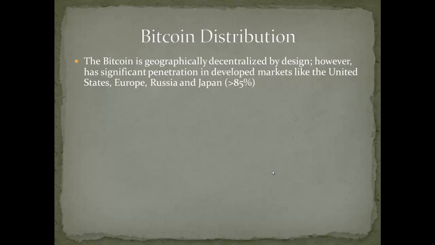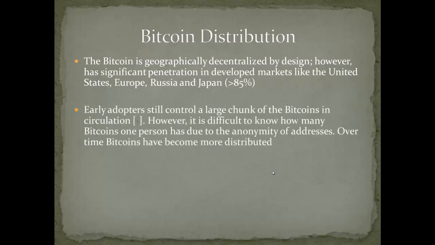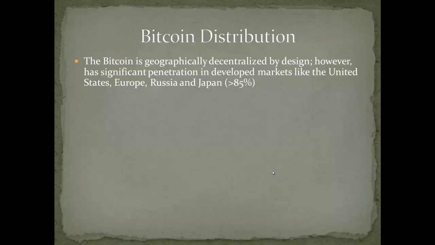That said, it has significant penetration in developed markets, particularly the United States, Europe, Russia, and Japan. Over 85% of all the Bitcoins currently in circulation are contained within these entities. Over time, the hope is that the Bitcoin will become more and more decentralized. And the hope of the Bitcoin decentralization is that it will become more used in countries with weak, unstable currencies.